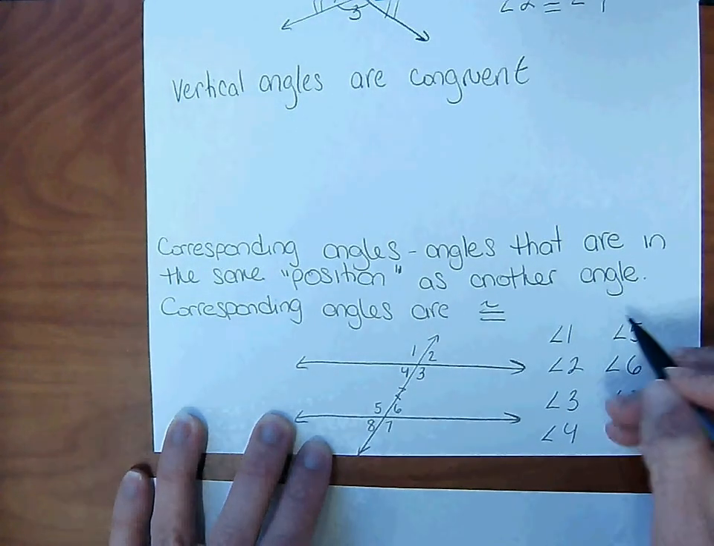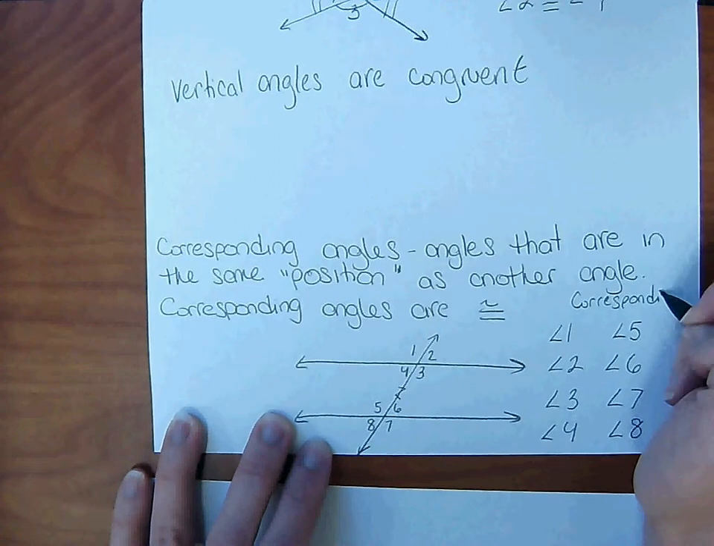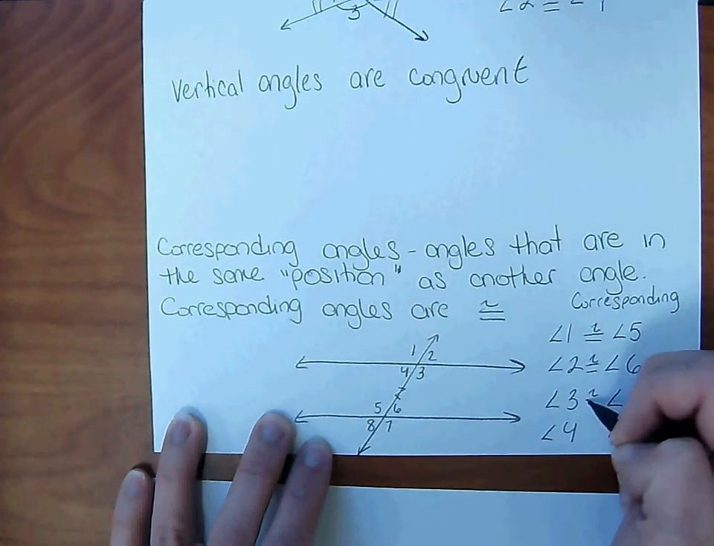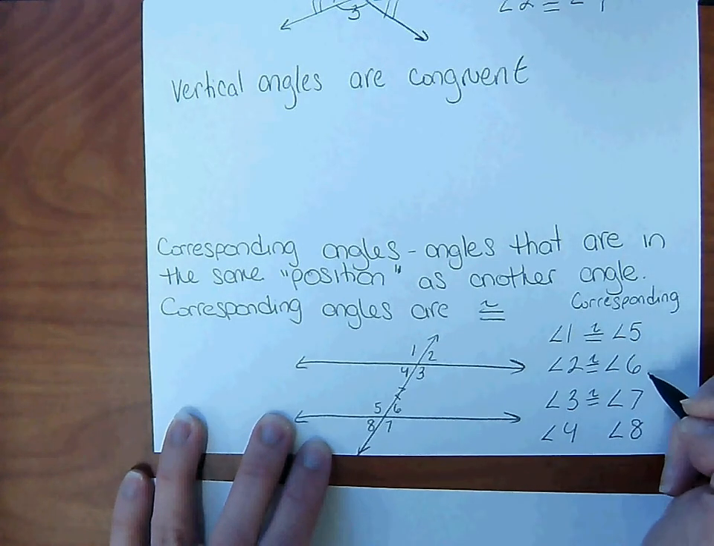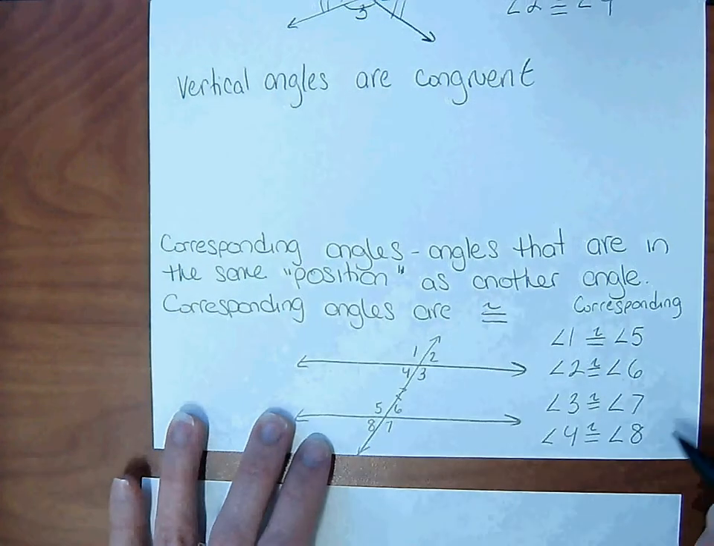These angles are all corresponding, and since they're corresponding, they are congruent. So 1 is congruent to 5, 2 is congruent to 6, 3 is congruent to 7, and 4 is congruent to 8.